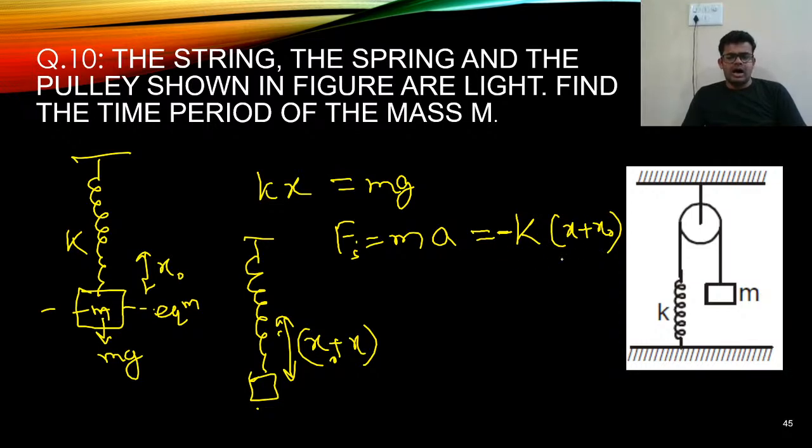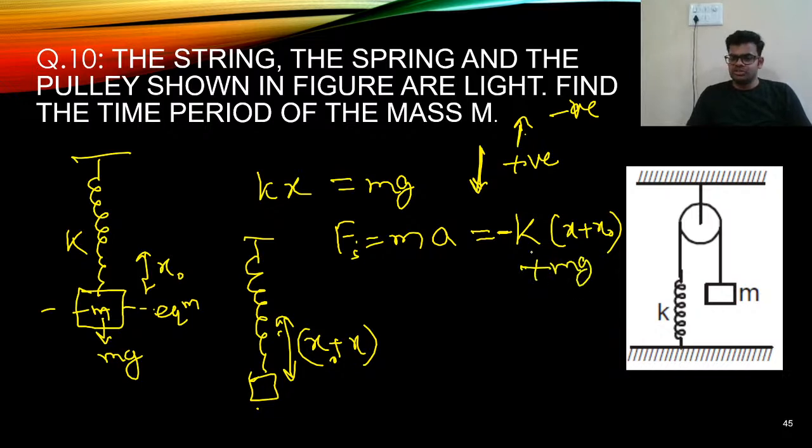One more thing is remaining: the gravitational force is also there. Let us consider a direction as positive. It's your choice. I'm considering the downward direction as positive and the upward direction as negative. So here I will get plus mg. The total force is minus k into x plus x naught, negative because the spring force is upward, and mg is downward.